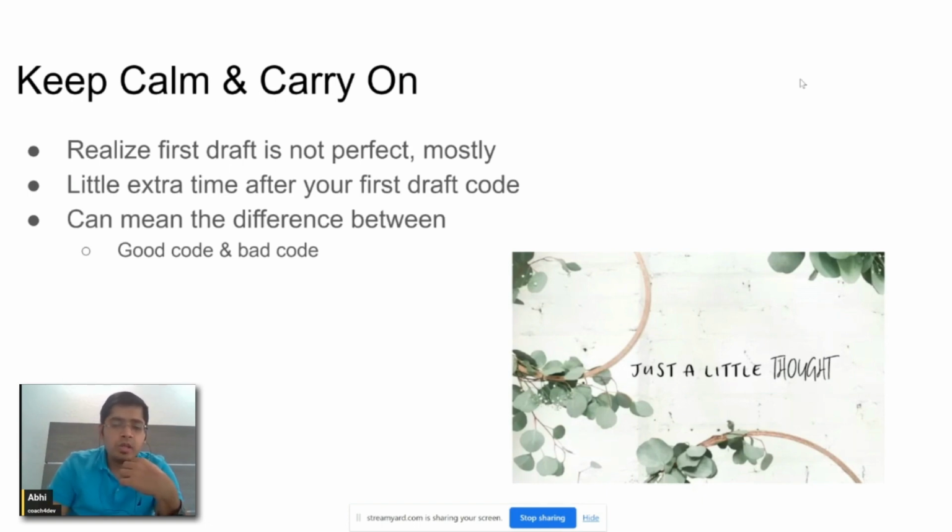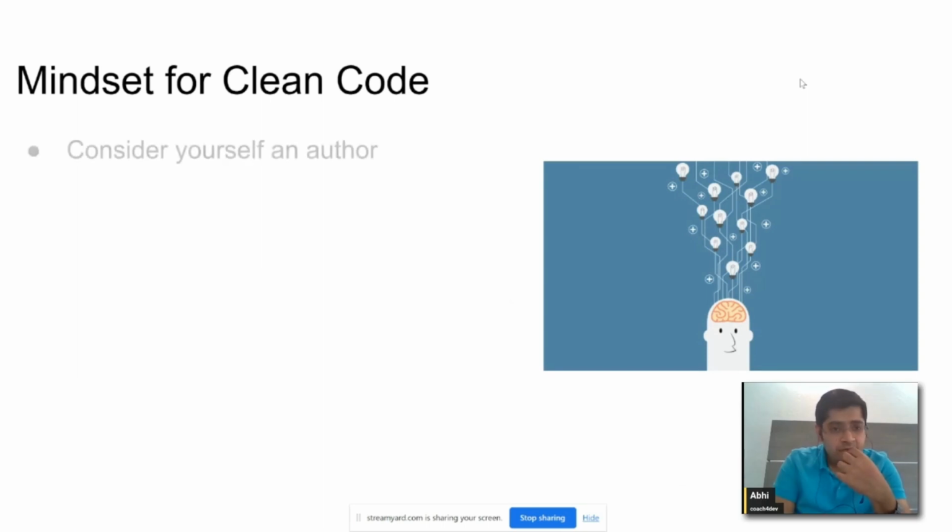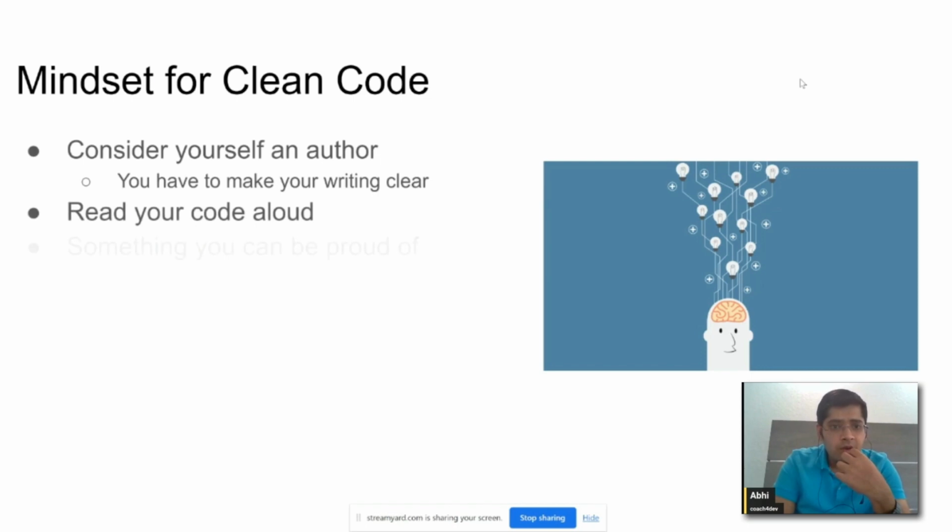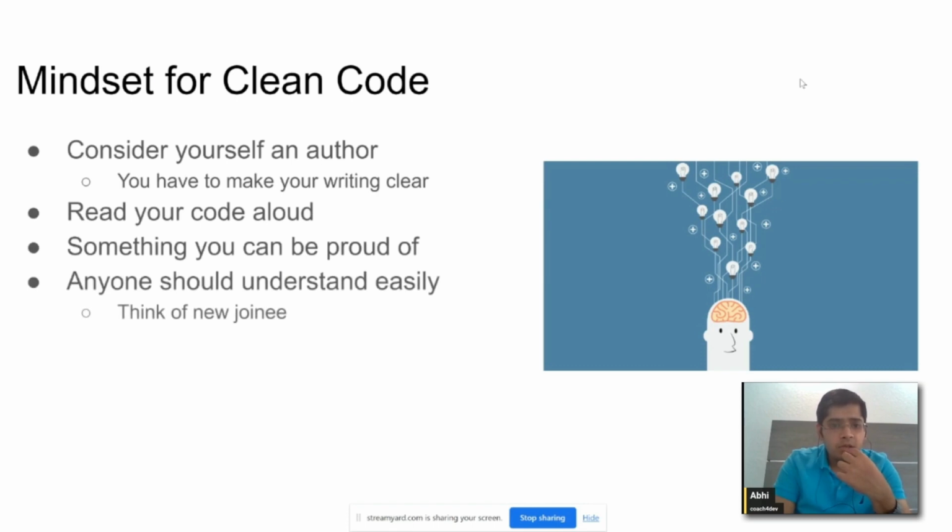Your code should be very easy to understand for the next person, so that they are able to quickly do your code review and tell you that, okay, this is the good part and this is the bad part. So, mindset for clean code, consider yourself as an author, right? You have to make your writing clear. You have to read your code aloud. Imagine if you have to read your code aloud, right? Something you can be proud of.